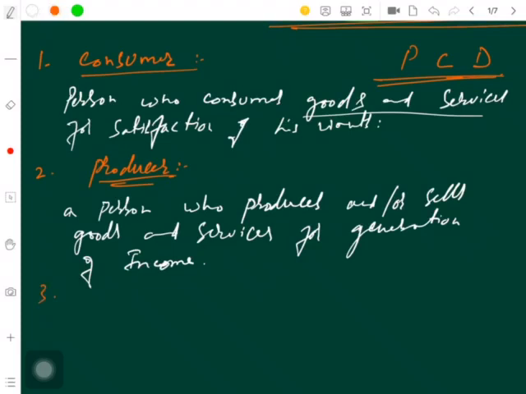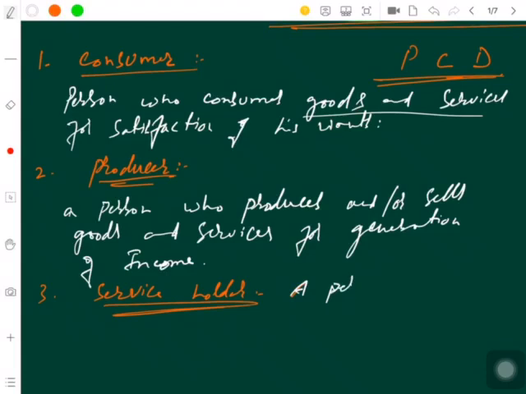Number three is also an important thing to understand here. There are two more people who work together in the economy. First is a service holder. Who is the service holder? He is also a person who is in a job. I'll write it down for you. A person who is in a job to earn either wages.